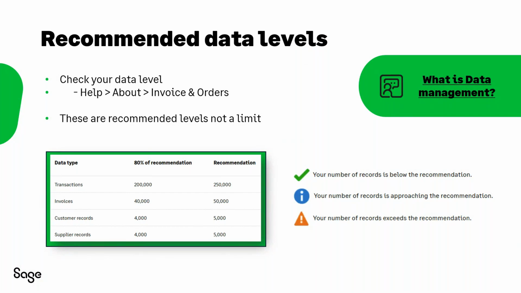But when we're in the data management tool, it also gives you an indication as to where your data sits with the recommended levels. So you can see here on this slide, a green tick means that it's all good and within that recommended level. The blue i just means that you're approaching the top end of that recommended level, and the orange warning means you've exceeded it. So the other way to clear out invoices or older invoices is using the data management tool, and we'll have a look at that in the program now.